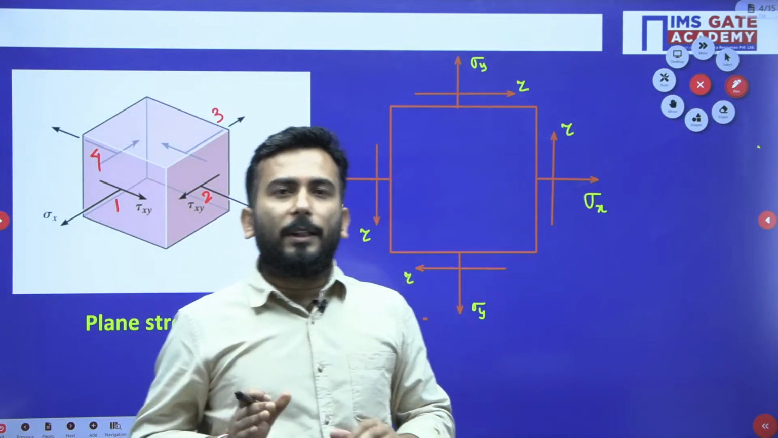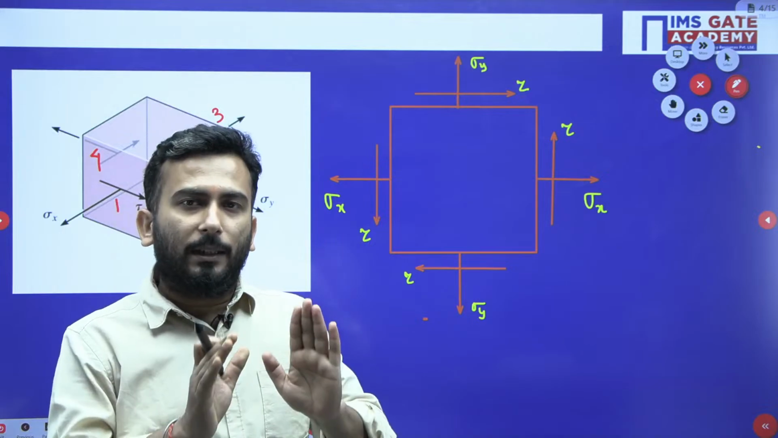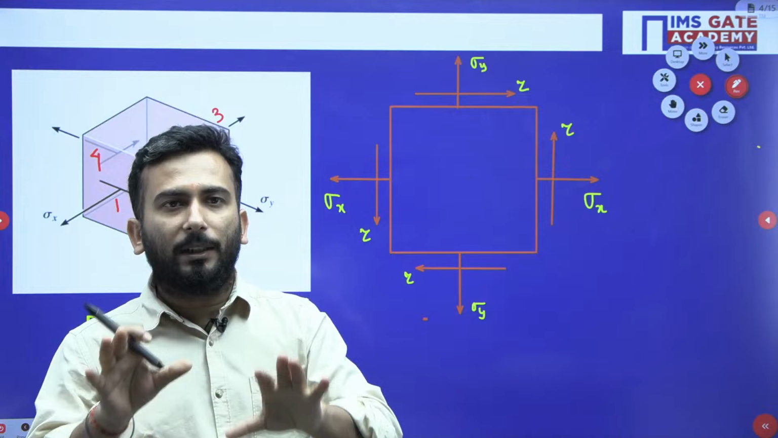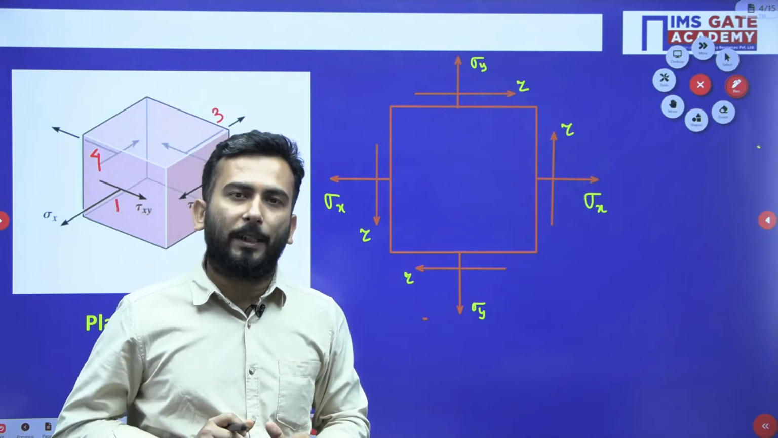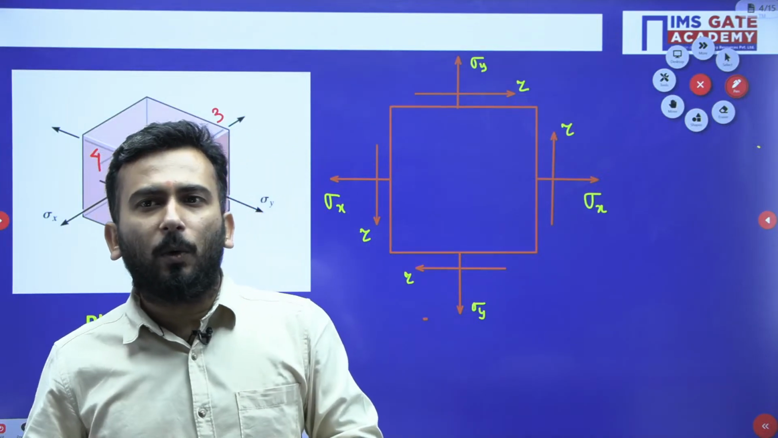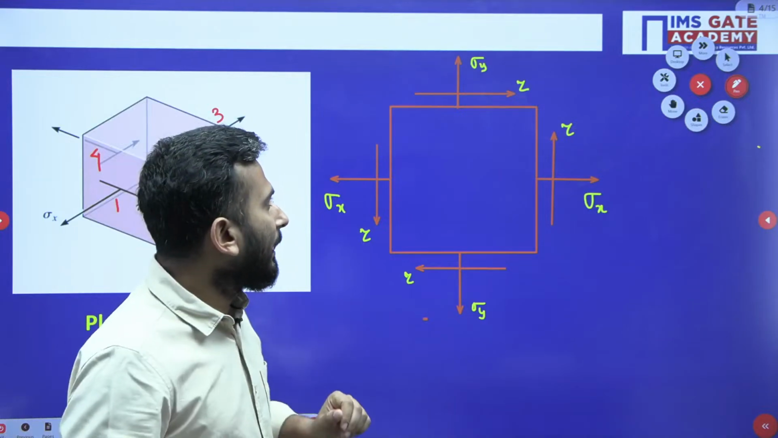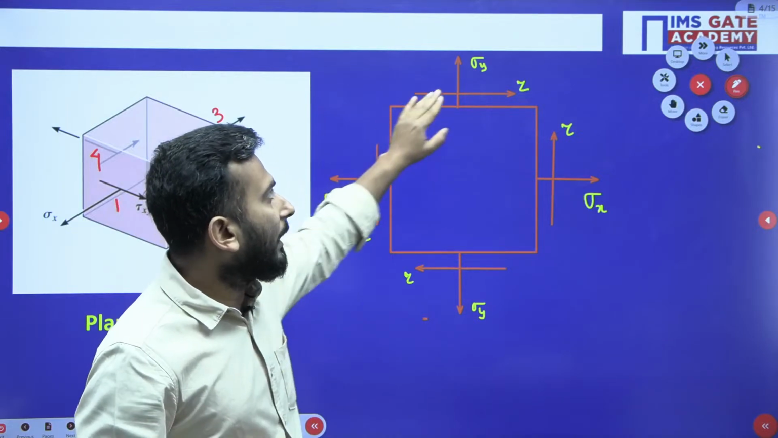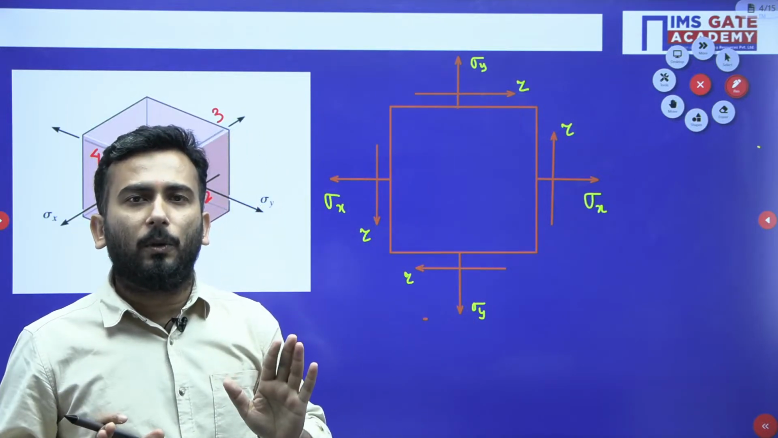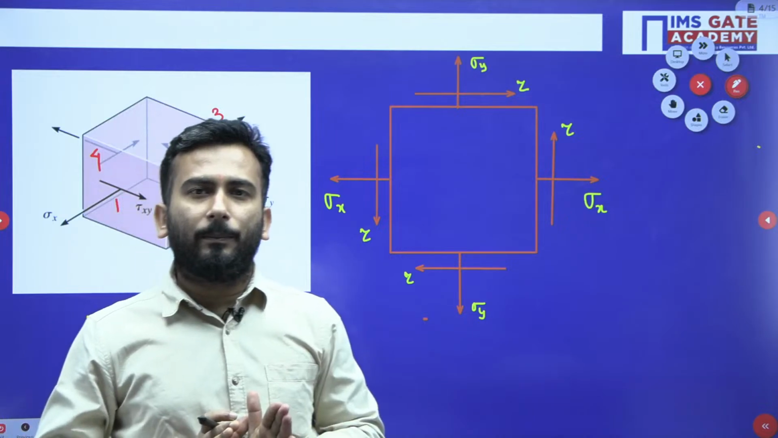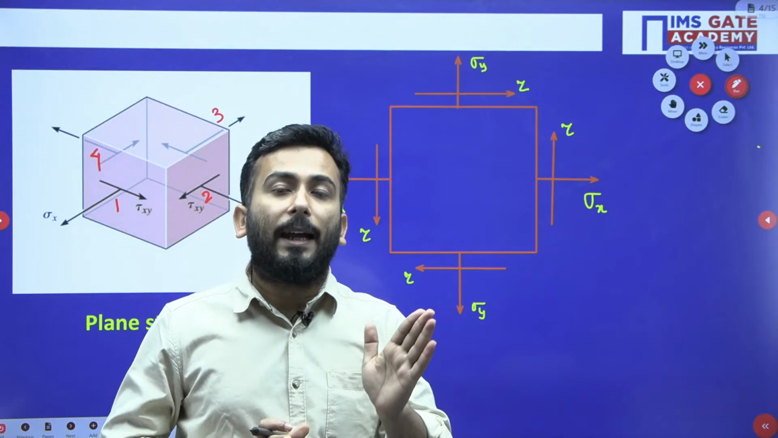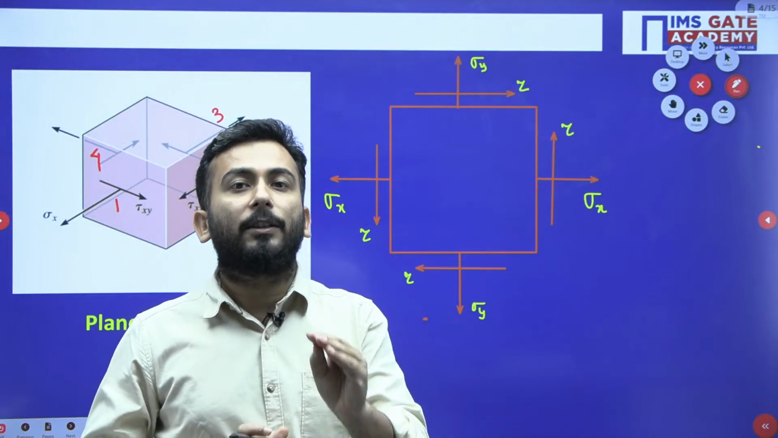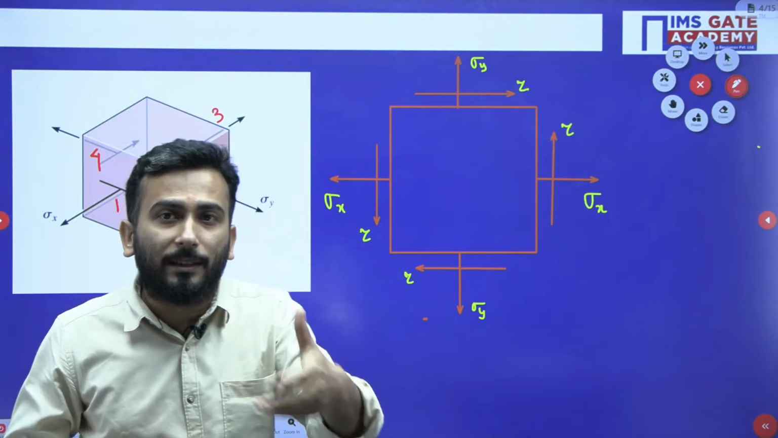Now what is the objective over here? I hope the transformation from 3D stress condition to planar stress condition, and the differences, I have tried to explain to you. So what is the objective over here? The objective is that I will be knowing sigma x, sigma y and tau at any point. The question will be: at a different orientation, what will be the stress condition or plane stress condition?